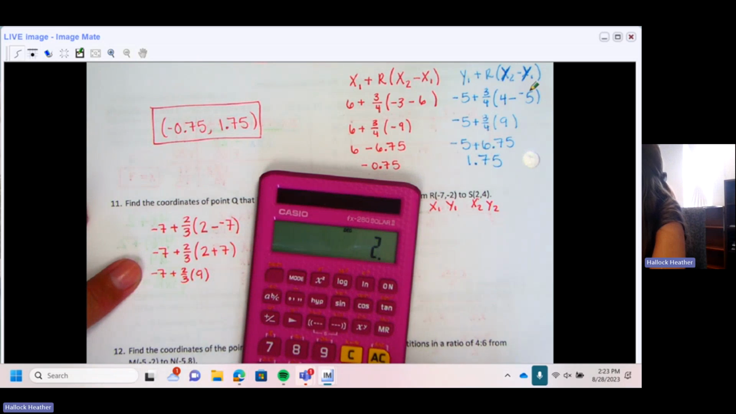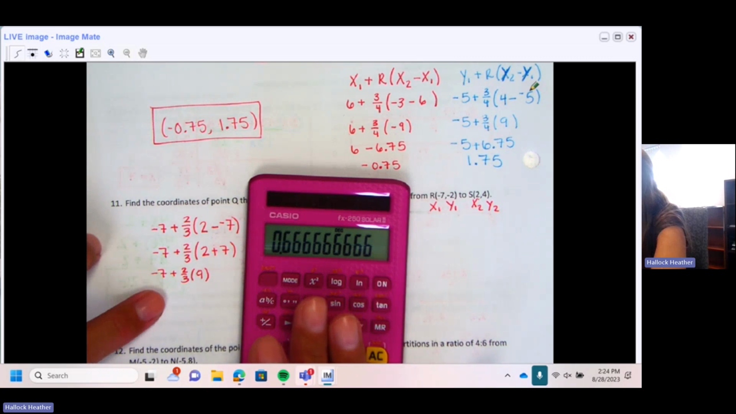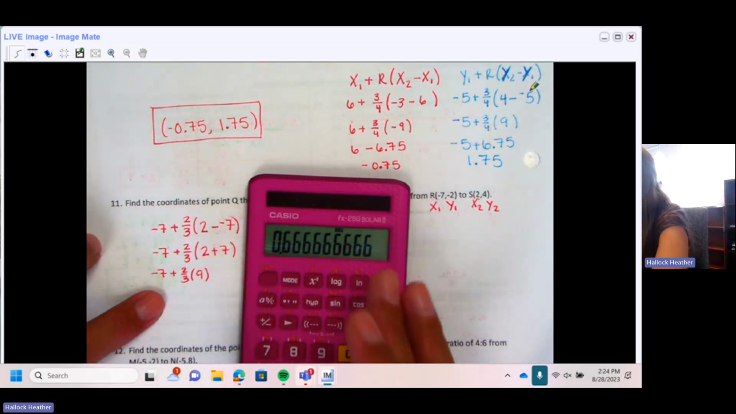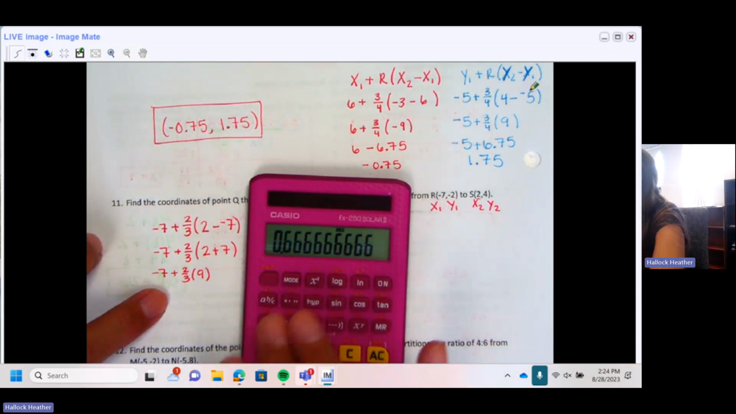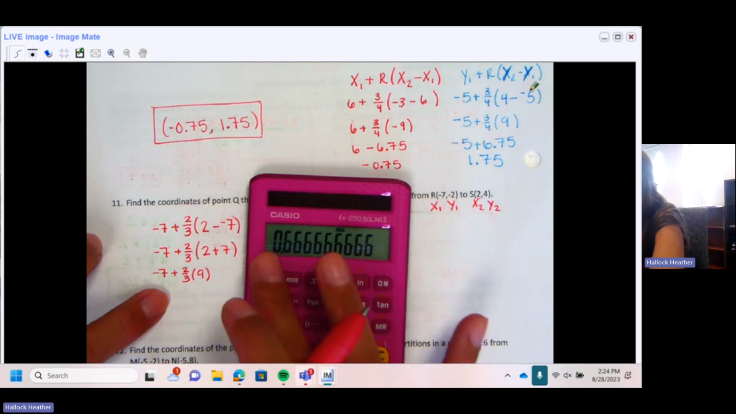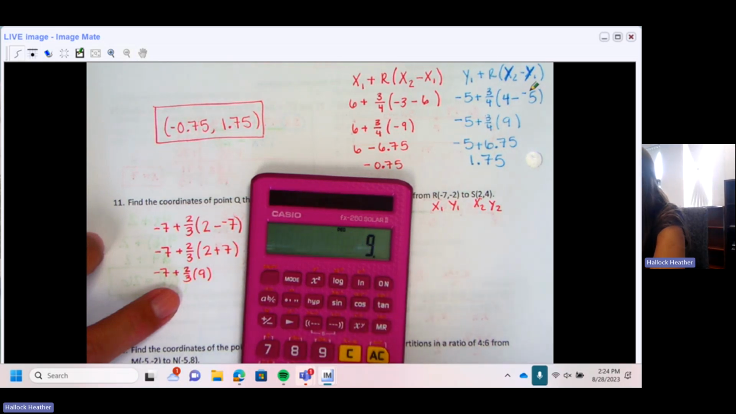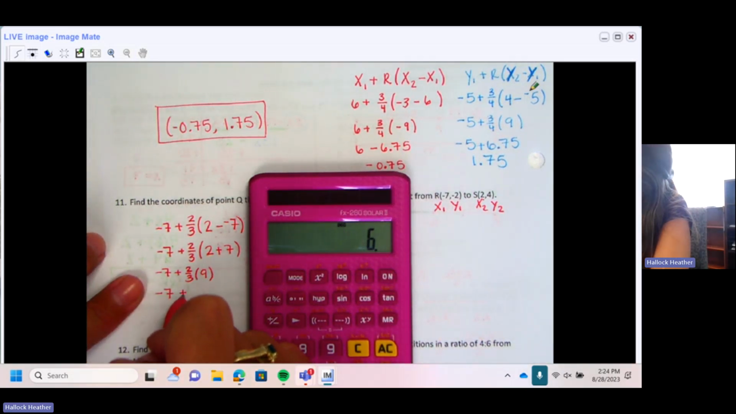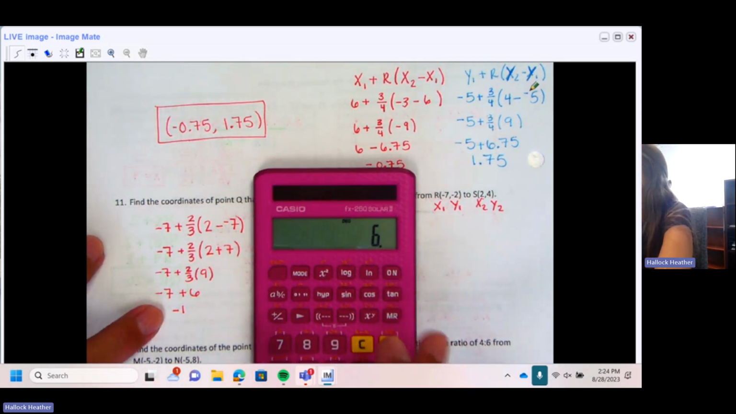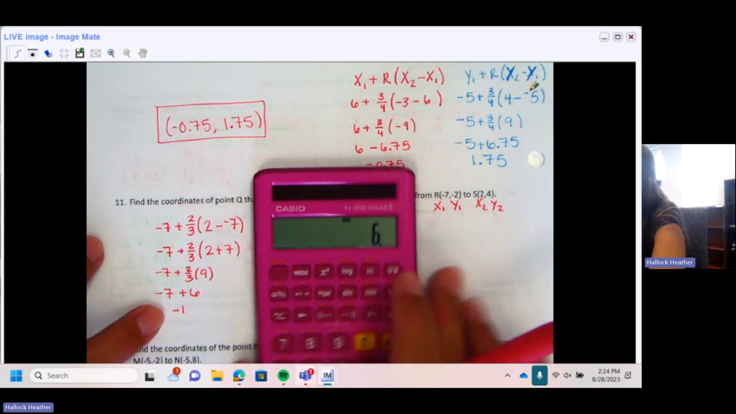So 2 divided by 3 gives me this crazy decimal. It's more exact to keep the whole thing in the calculator. If you round, it's going to be slightly off. But on the test, I'll accept a range of possible answers if you round to 0.7. So I'm going to use my entire decimal, 2 divided by 3, and press times 9. That gives me 6 as a whole number. So -7 plus 6 is -1. So that's x. Once again, if you got a decimal because you rounded your 0.6 repeating to 0.7, it's fine. It's slightly off, but it's okay.